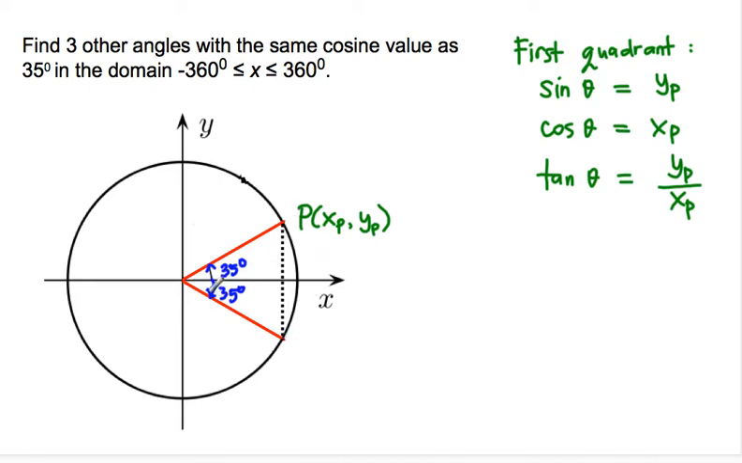Then this angle that we measure clockwise to the negative direction here, negative 35 degrees, will have exactly the same cosine value as positive 35 degrees. So there you have your first angle, negative 35 degrees will have exactly the same cosine value as positive 35 degrees. Now, which other two angles are we looking for?